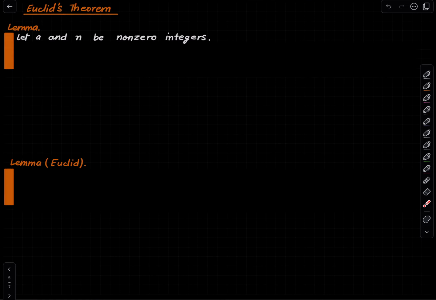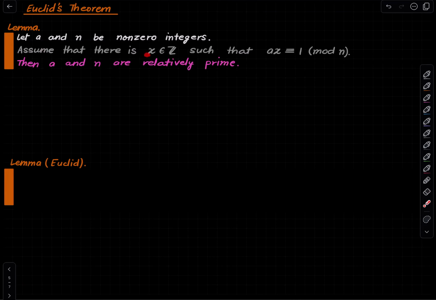Now for something a little more interesting. Not very difficult, but interesting. So suppose we have two non-zero integers a and n, and assume that there is some integer x such that this congruence holds. In other words, we are saying that x is an inverse of a modulo n. In the language of inverses, this is precisely what it says. We want to show that a and n are relatively prime. And we have done this reasoning before, I remember, but anyway, let's do it again. No harm in doing it again.